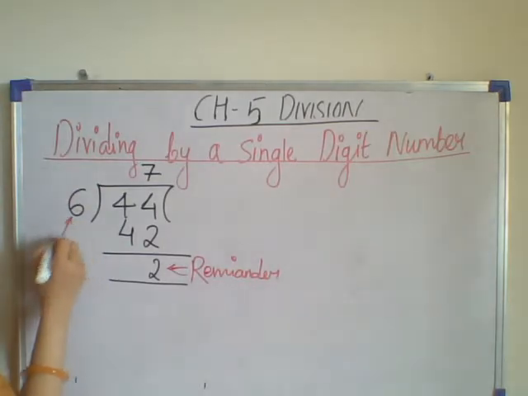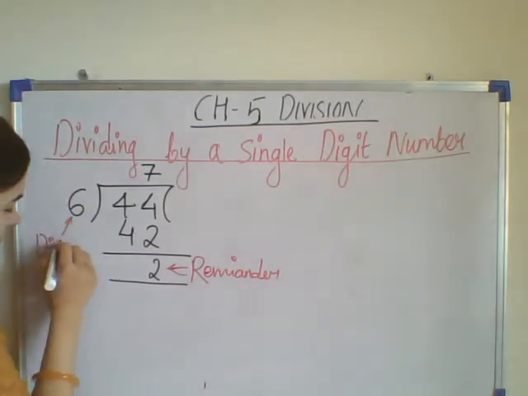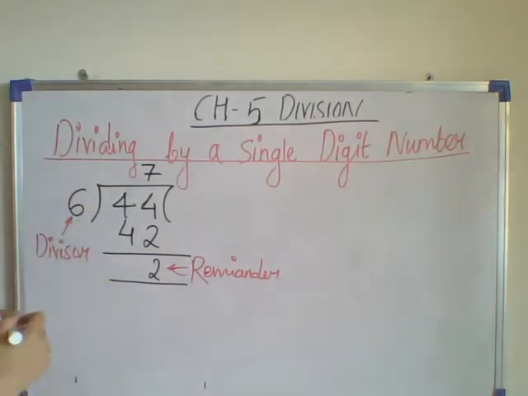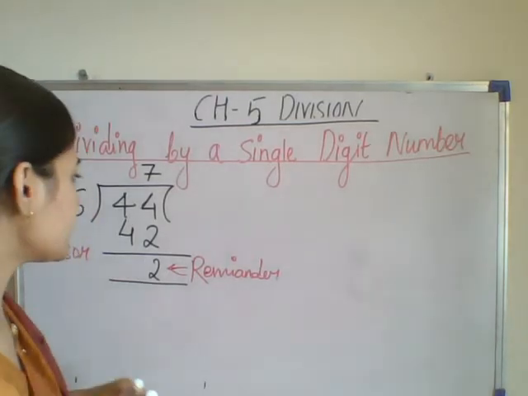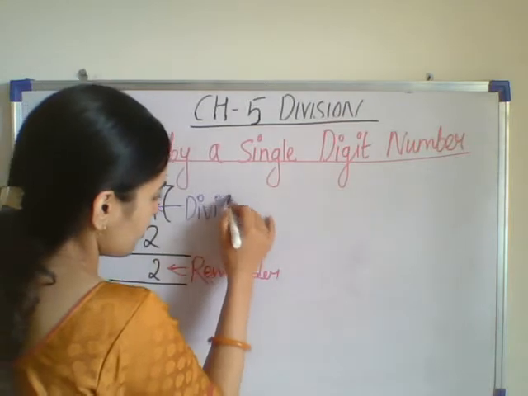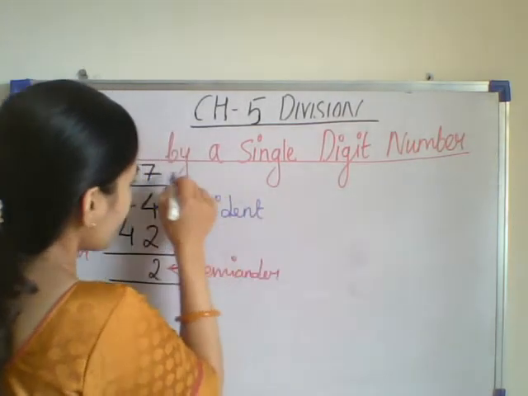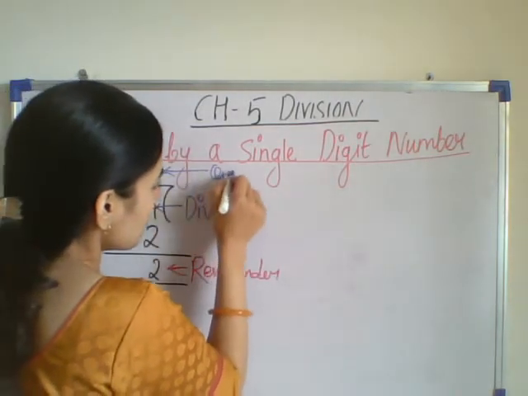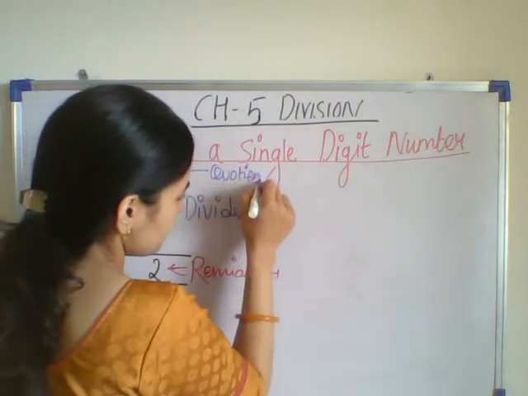This 6, it is the divisor. This 44, it is the dividend, and the 7 is the quotient.